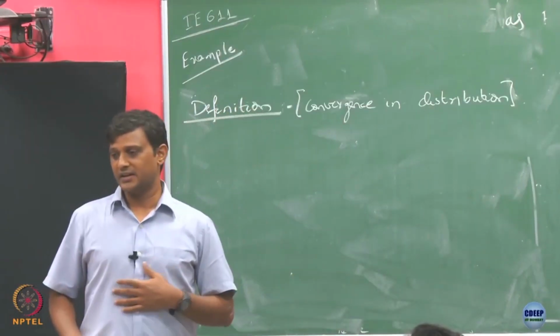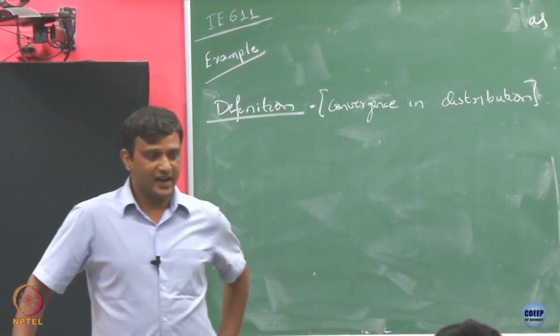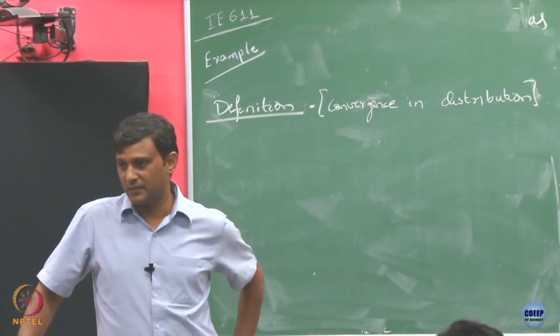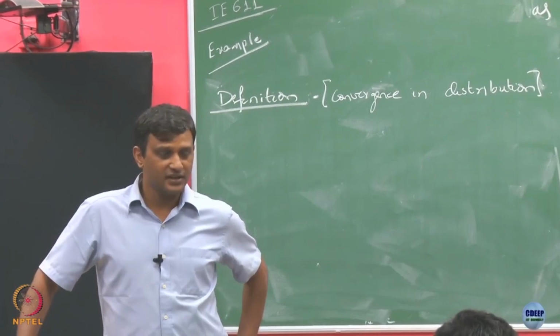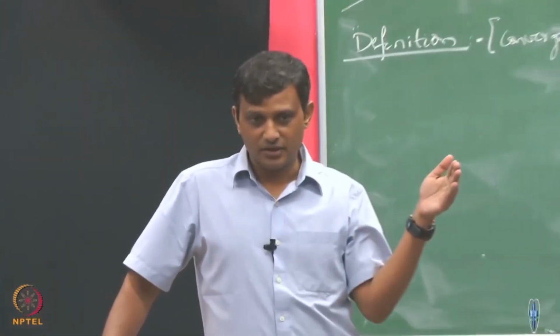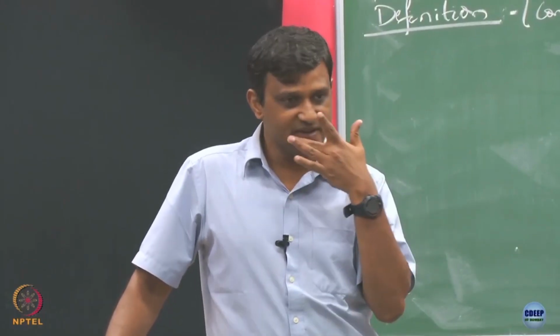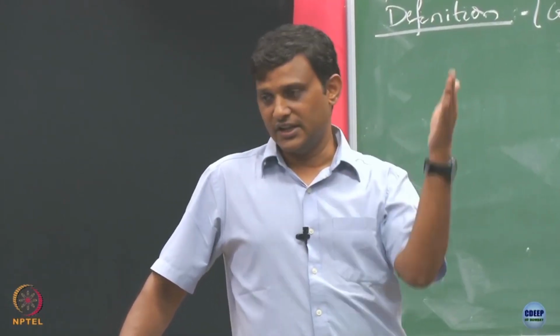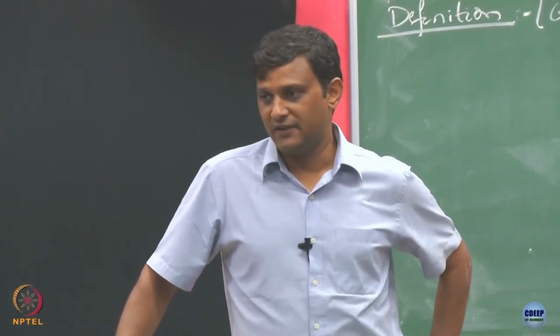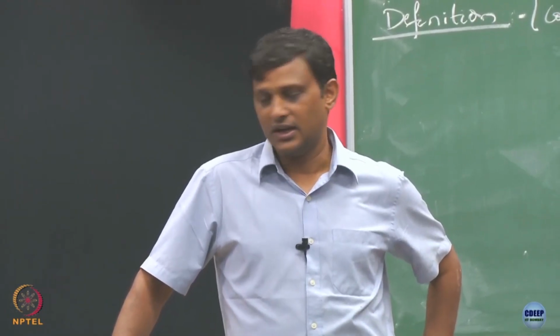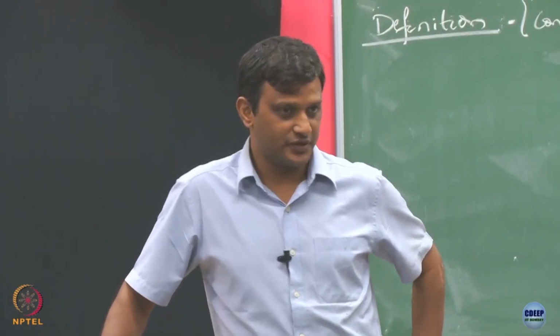So far we looked at a sequence of random variables converging to some x. Now we will look at their distributions themselves. If I have a sequence of random variables with certain distributions, is it possible that they converge to a random variable which has some limiting distribution?